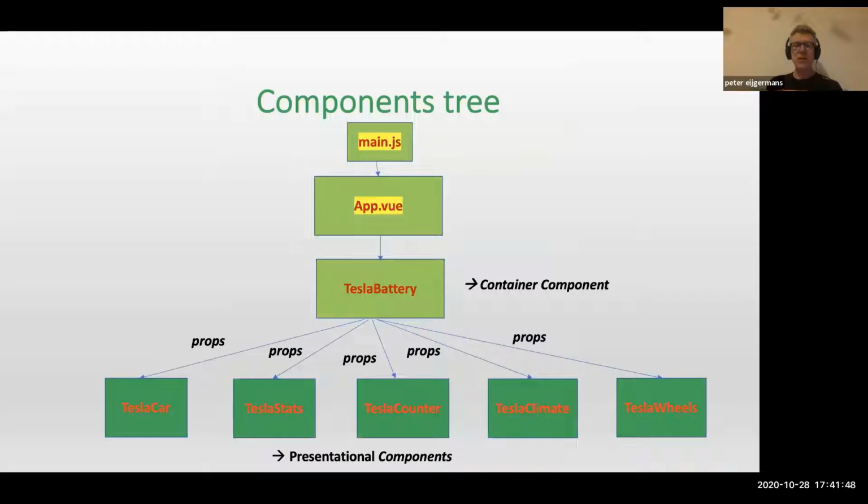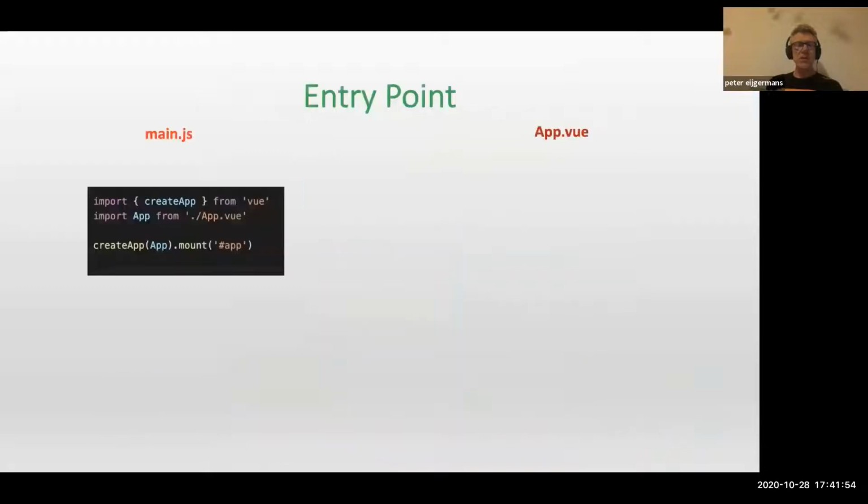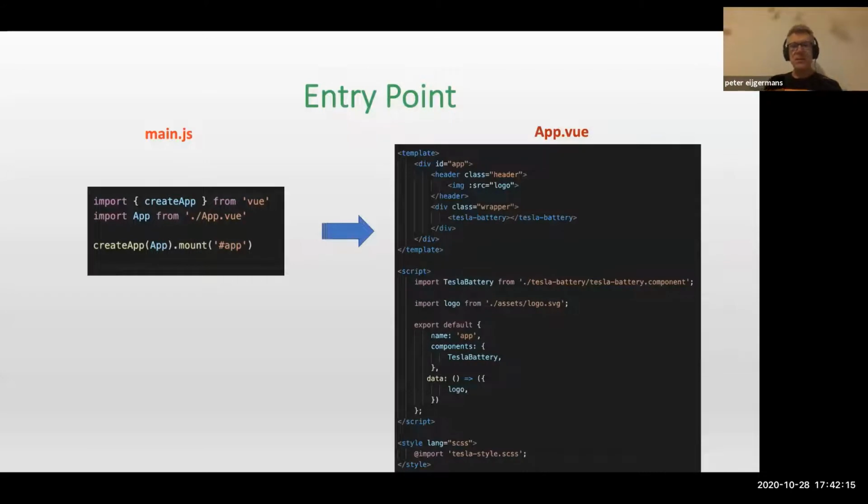Let's start with that. The main.js component calls the app view component. How is this in code? Main.js is the main entry point of the application, and we start our application with createApp from Vue. We spin up our app component here, which I imported here also. And with #app I refer to the ID in the template. So this app view component will be mounted.